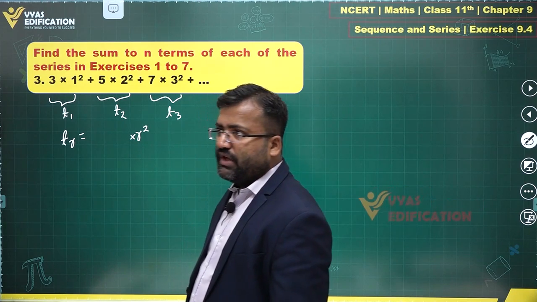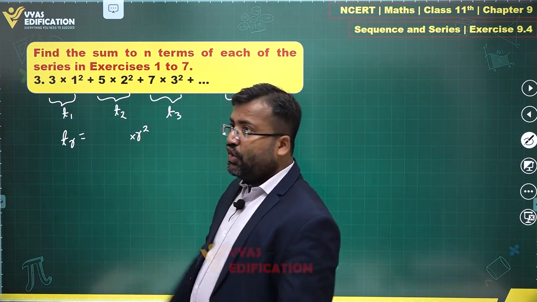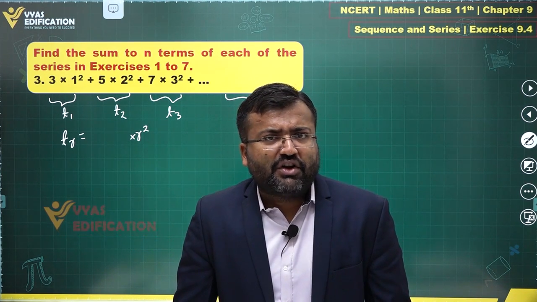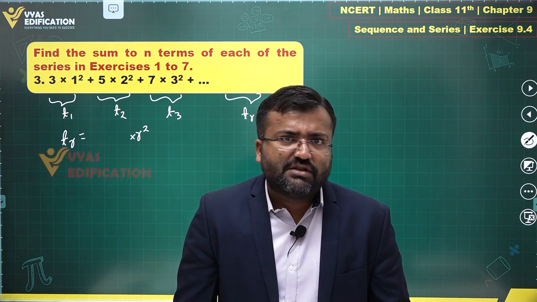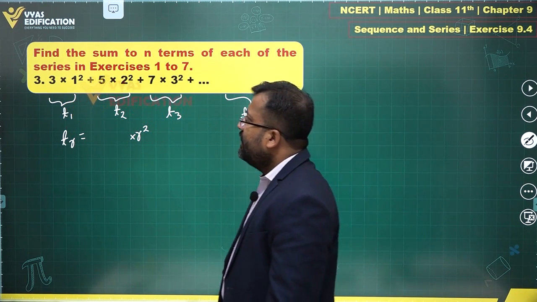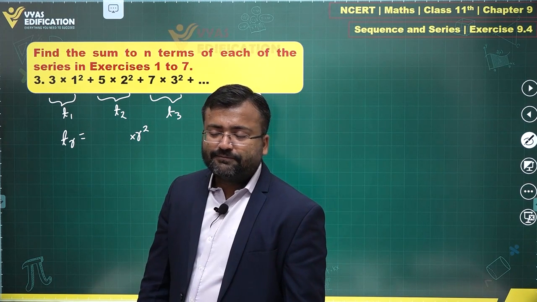What about the number before that? That is 3, 5, 7. This is forming some kind of an arithmetic progression. We can always find the nth term of that arithmetic progression using your concepts of AP. But do you see that these are basically odd numbers, right?